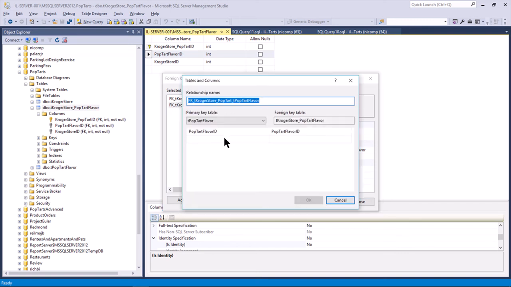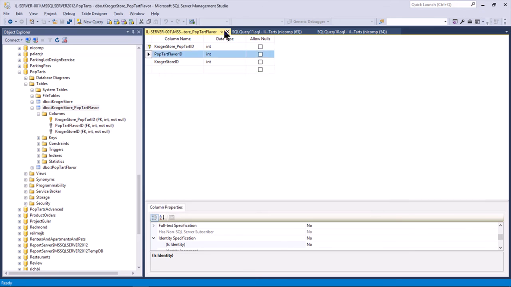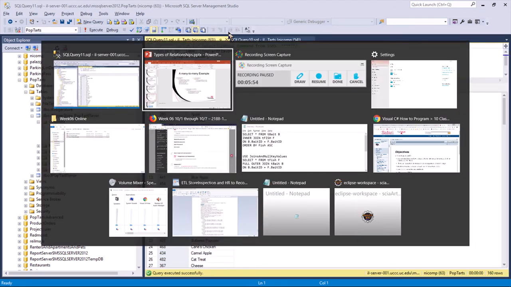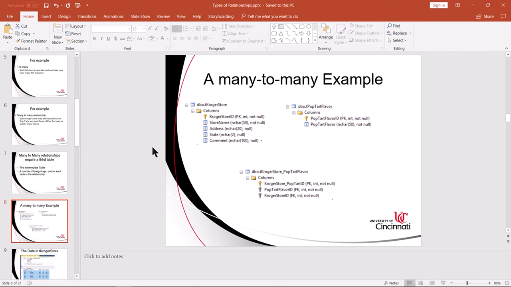We can see that the primary key lives in the Pop-Tart Flavor table. The primary key is called Pop-Tart Flavor ID. The foreign key lives in the current table that we're looking at, and it is called Pop-Tart Flavor ID. Again, the names are the same, just to make our lives easier. They don't have to be that way. That's an introduction then to the 3 tables that we need to implement the many-to-many relationship.